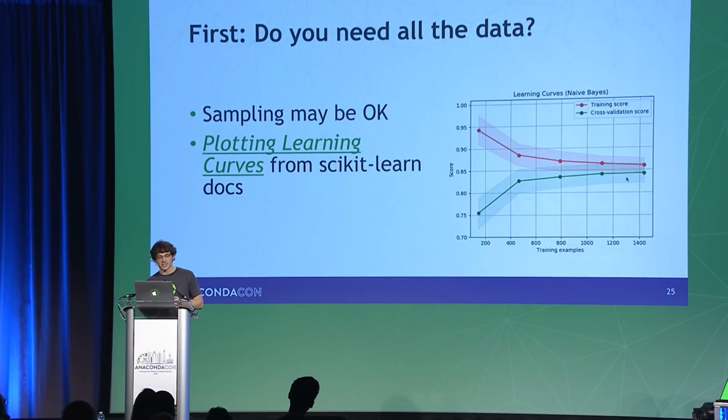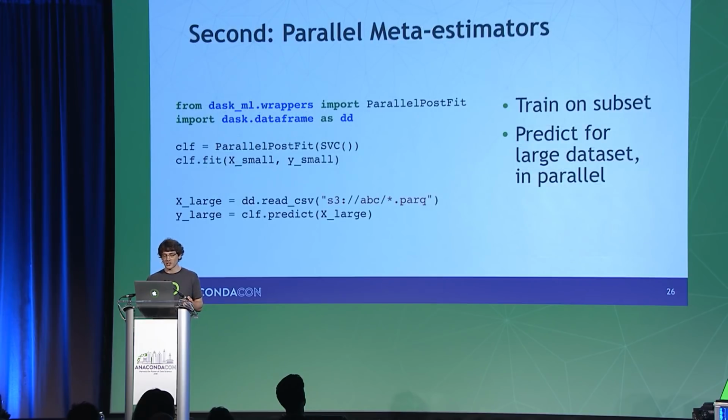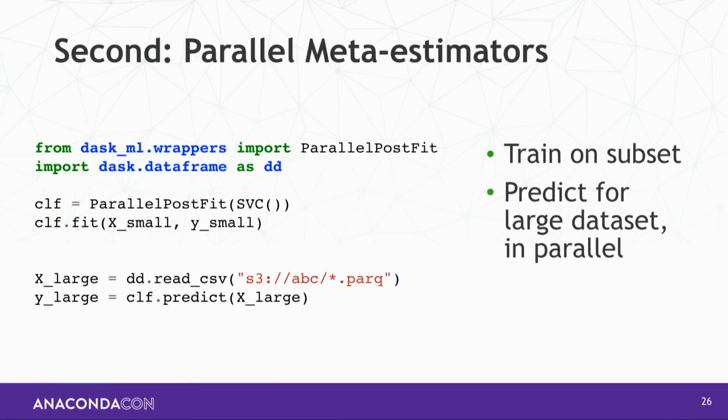And for this specific model, naive Bayes is a very simple model. It really doesn't benefit from having more than about 1,200 examples here. Okay? So depending on your model, depending on your problem, sampling may be an option. For other cases, it definitely isn't. So check your learning curve first. If your learning curve showed that sampling is just fine, seeing additional examples isn't helping out your classifier or your regressor at all, but you still want to do some large-scale processing of the entire data set.